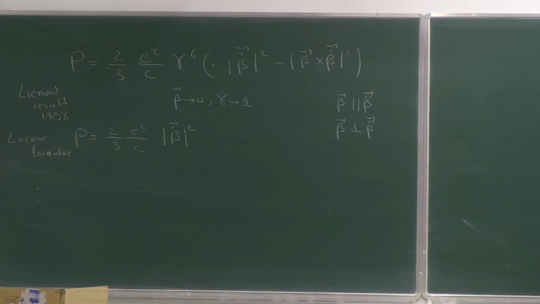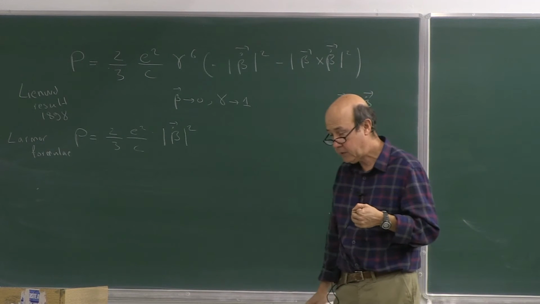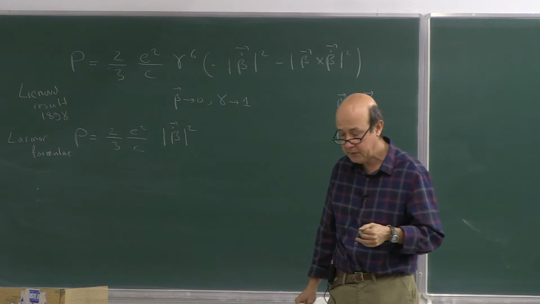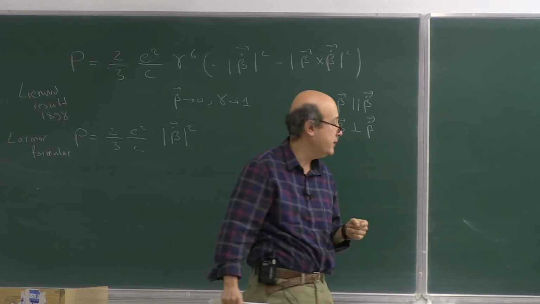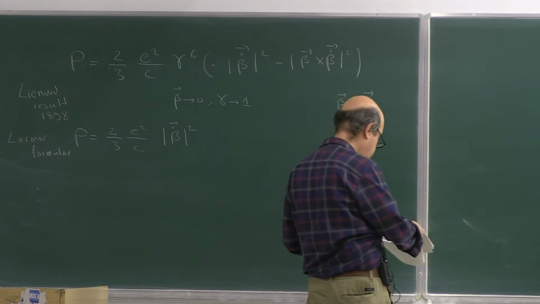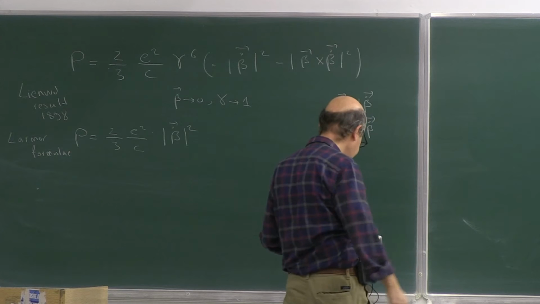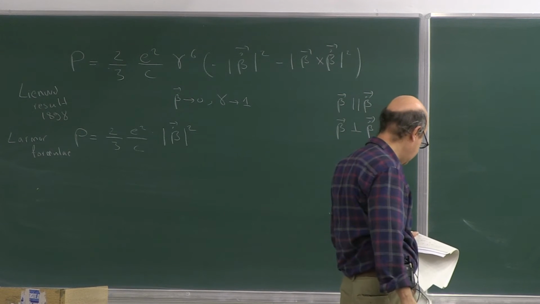So today we will study the radiation pattern of relativistically accelerated charges for two cases, for linear and circularly moving charges. And then we will study the intensity spectrum as a function of the frequency or energy of the emitted radiation. So let us study the angular distribution of the radiation from the accelerated charges.